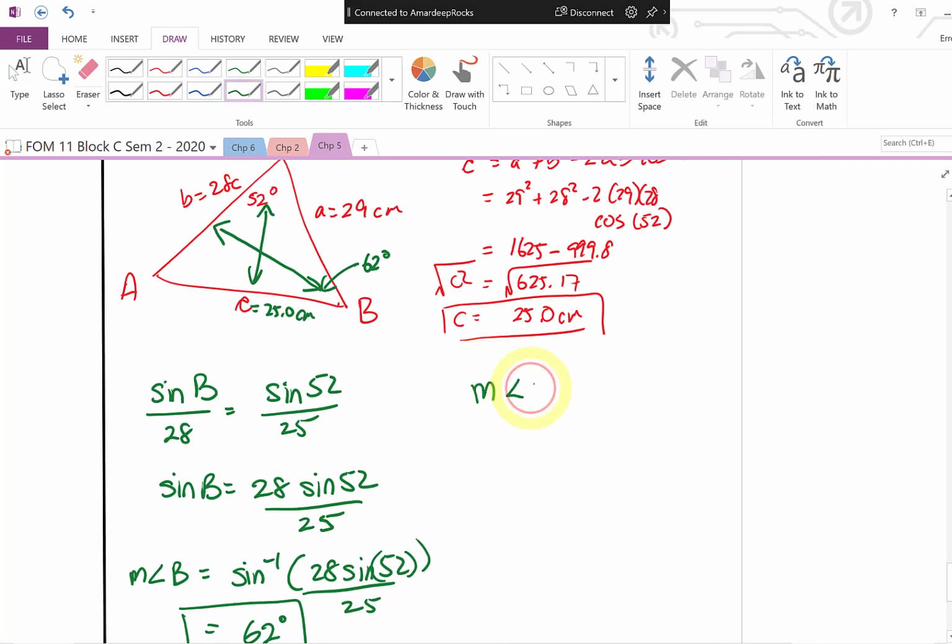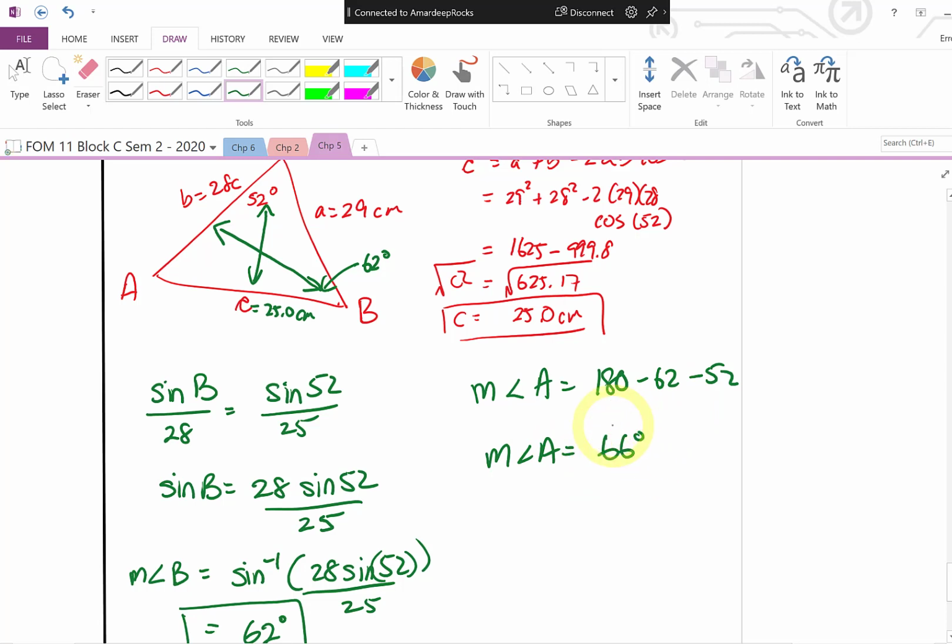And automatically we have angle A. So now what's the measure of angle, sorry, we have the measure of angle C is 52. Measure of angle B is 62. Measure of angle A, well, that's just 180 minus 62 minus 52. Measure of angle A works out to 66 degrees.